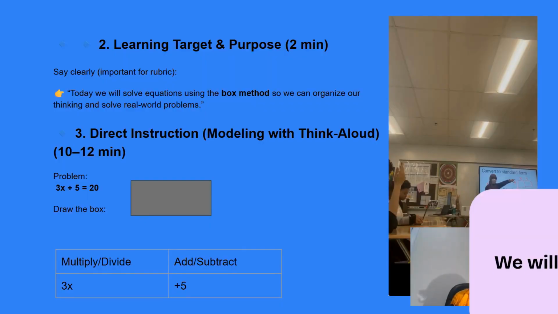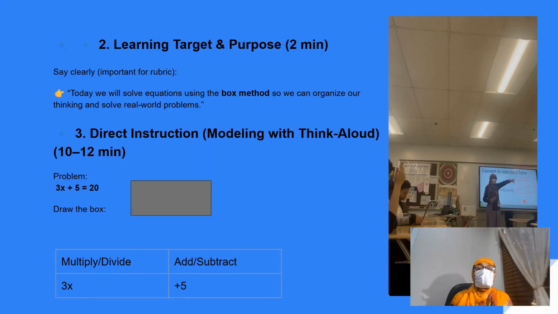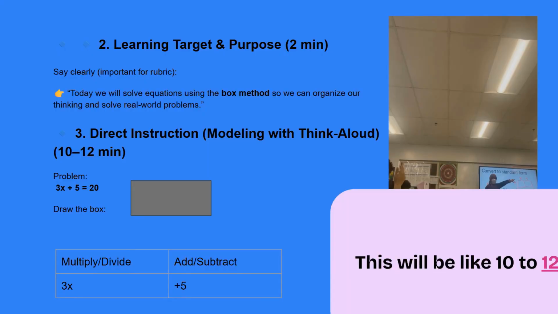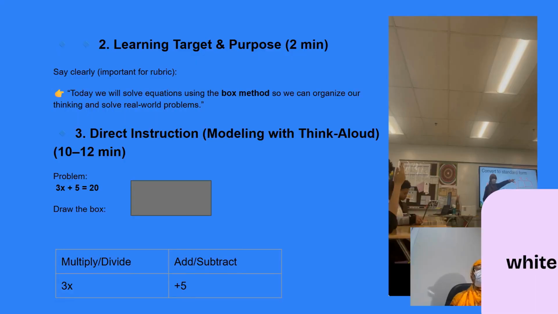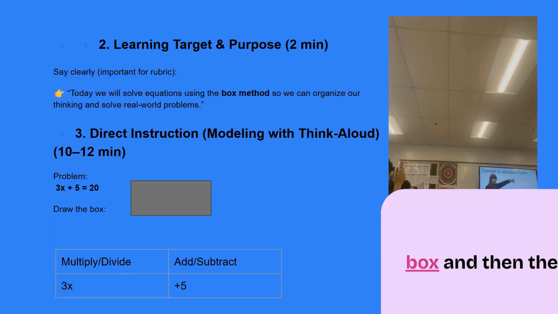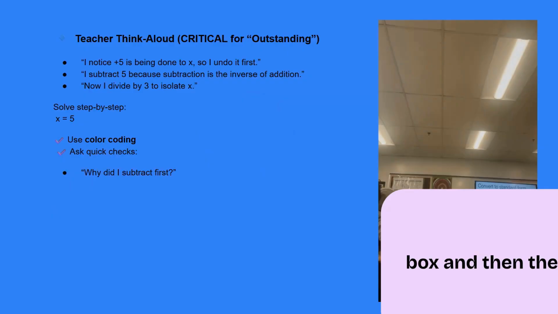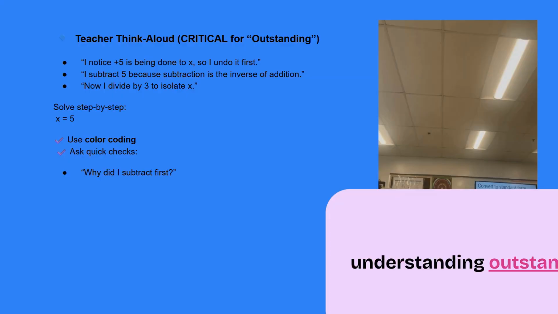We will solve equations using this method so we can organize our thinking and solve real world problems. Direct instruction, modeling with thinking aloud. This will be like 10 to 12 minutes, giving the problem, for example, 3x plus 5 equals 20, and giving them time with whiteboards, markers, or paper and pencil so that they can draw the box, and then they need to use multiply, divide, add, subtract, how they can use it. And teacher think aloud is critical for understanding, outstanding.